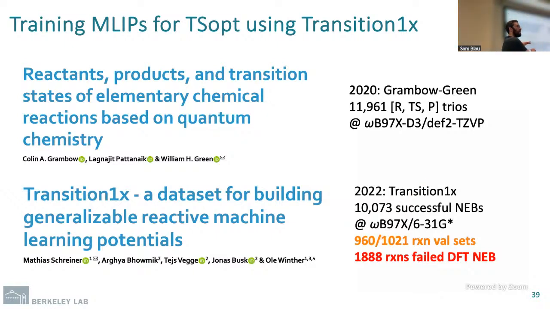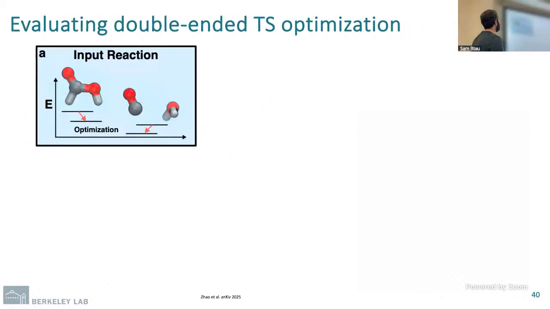They're not in the training data, but NEB converged for that. The 1888 NEB didn't converge. Get to a nice little stratification here. So what are we trying to do, right?